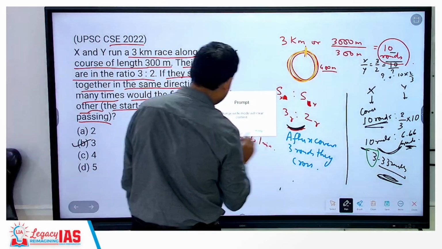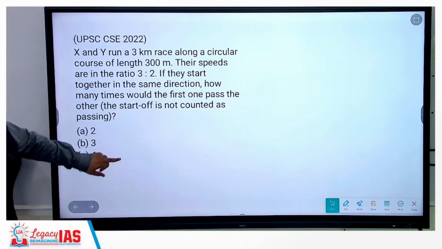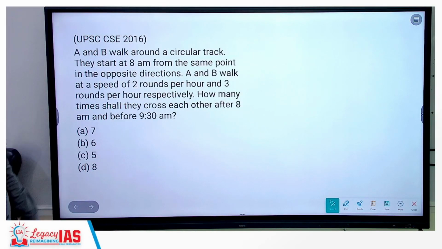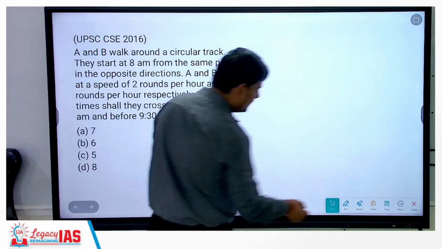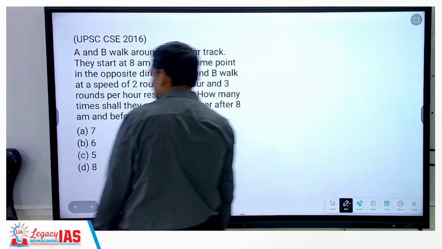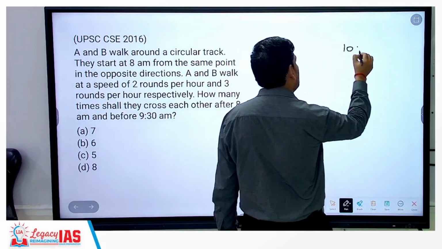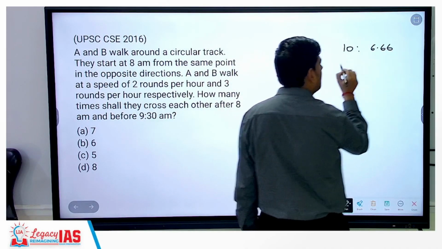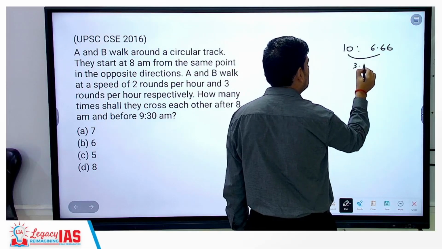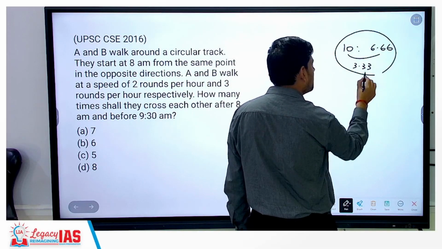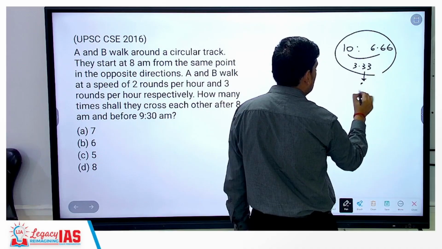Next, now in the first one we were taking the difference, as we got 10 here and 6.66 here, then we took the difference and got 3.33. Why did we take the difference? Because they were going in the same direction.